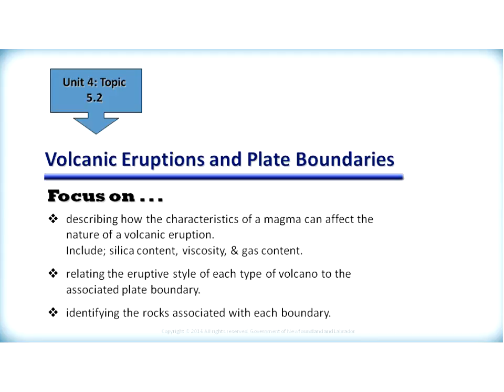Unit 4, Topic 5.2. This topic will look at volcanic eruptions and plate boundaries. We'll focus on describing how the characteristics of magma can affect the nature of a volcanic eruption. The factors include silica content, viscosity, and gas content. This lesson will also focus on relating the eruption style of each type of volcano to the associated plate boundaries, and also on identifying rocks associated with each type of plate boundary.